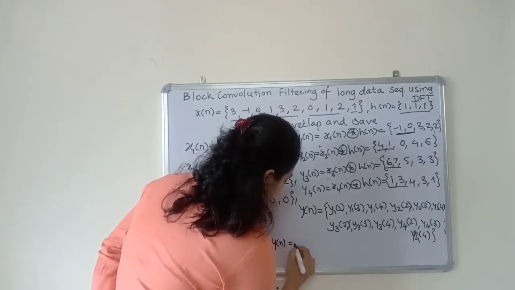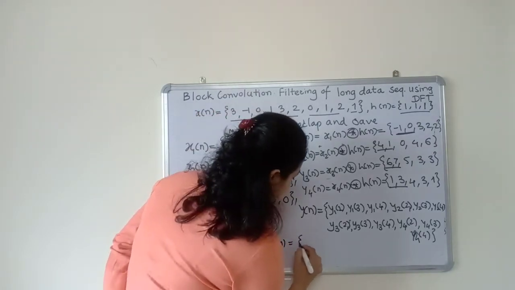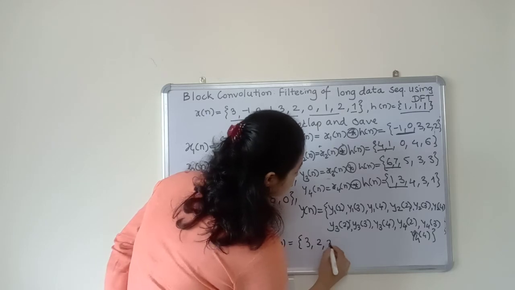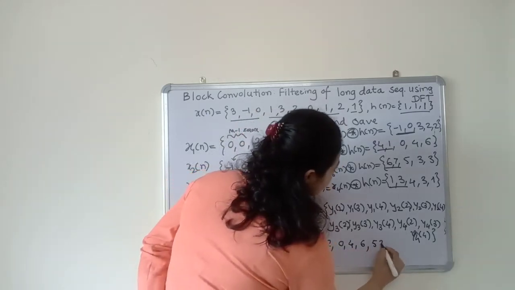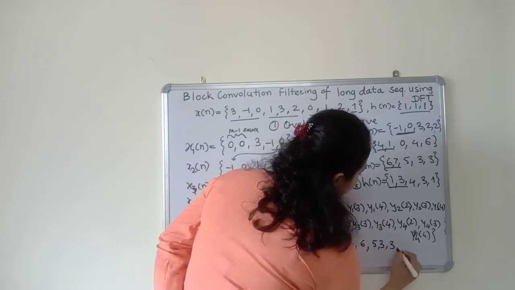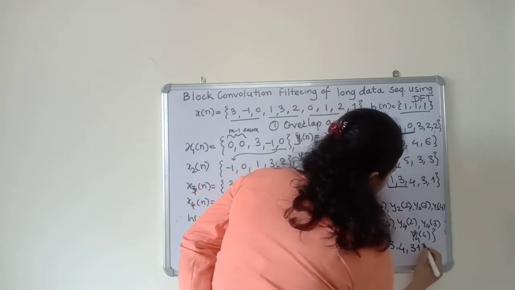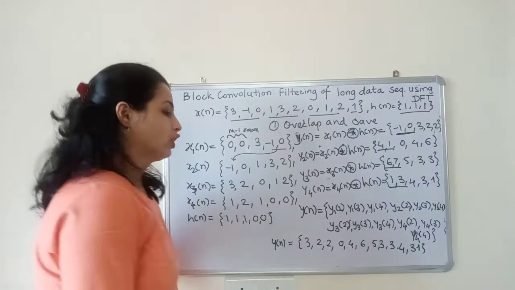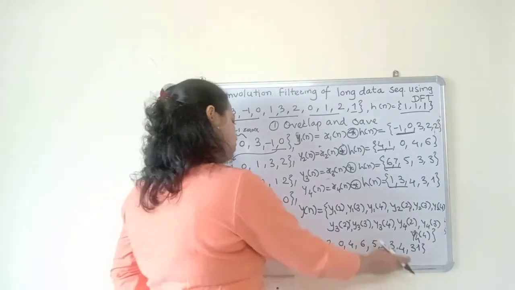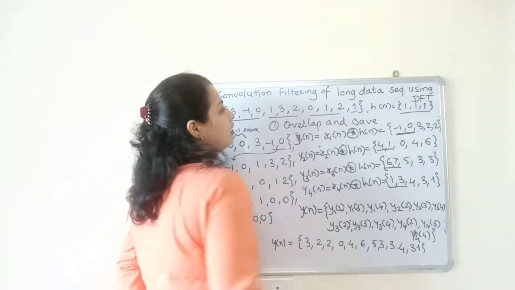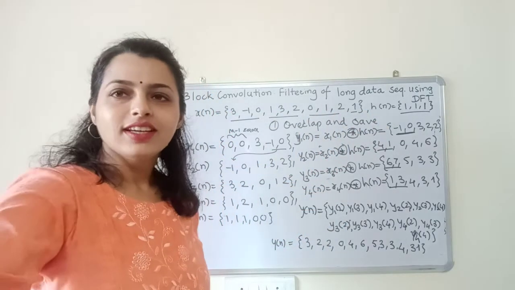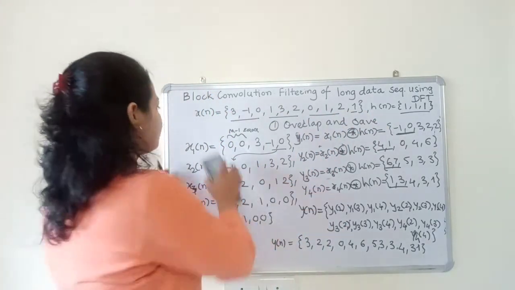Okay, so we'll write the final samples here for y of n. Samples are 3, 2, 2, 0, 4, 6, 5, 3, 3 and 4, 3, 1. So this is the final output y of n. It is the linear convolution of x of n with h of n. Now we'll see the overlap and add method.